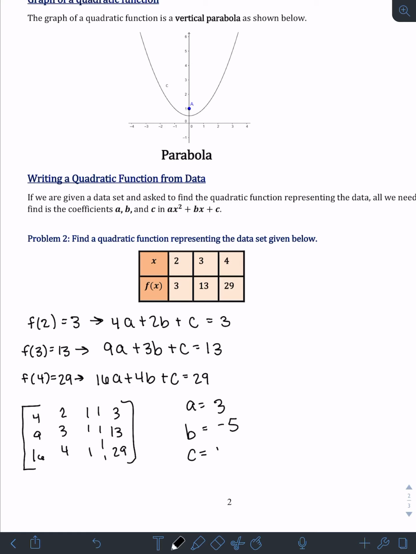You could also plug this table into Desmos and use y1 approximately ax1 squared plus bx1 plus c to get a, b, and c. I forgot to write that c is 1. So now I have the function y equals 3x squared minus 5x plus 1. So that is my function.